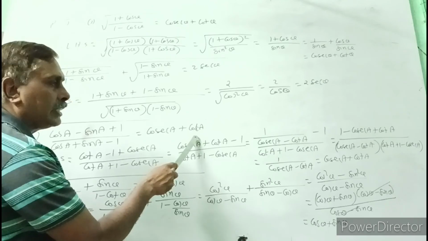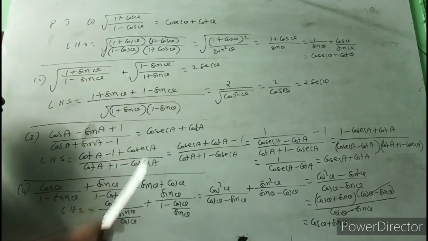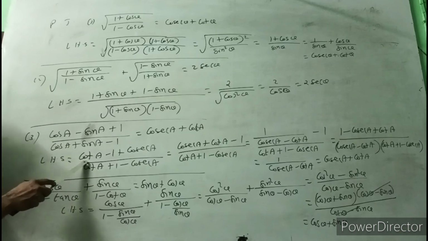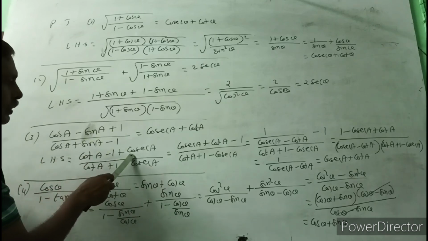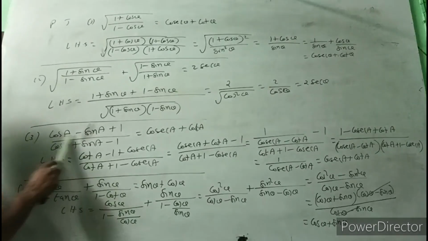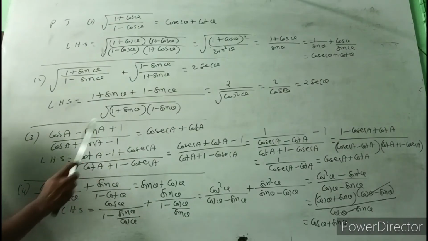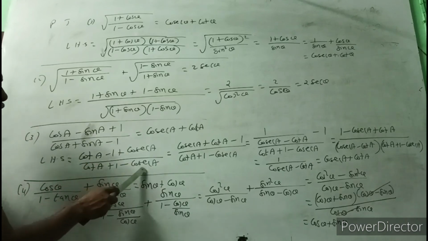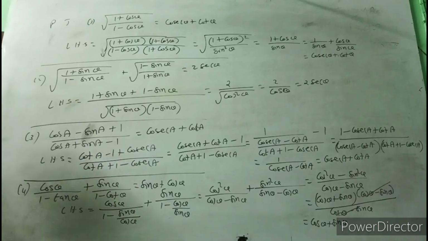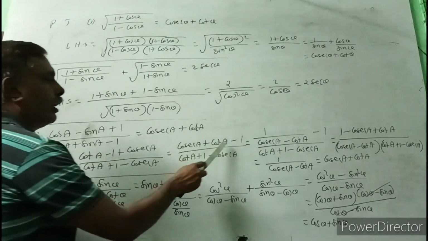Both of these have sin A in the denominator, so I divide each and every term by sin A. So I divided cos A upon sin A, that is cot A, sin A upon sin A, that is 1, and 1 upon sin A, that is cosec A. Divide in the numerator and also the denominator. In the numerator: cos A upon sin A, cot A, plus 1 upon sin A, that is cosec A. Then I rearrange cosec A and cot A together.